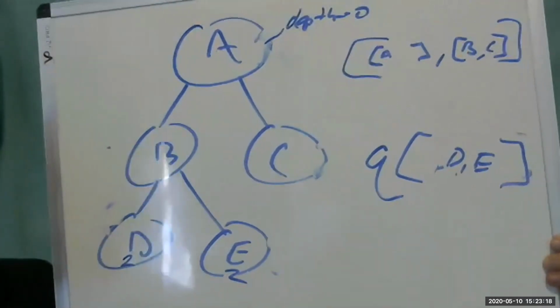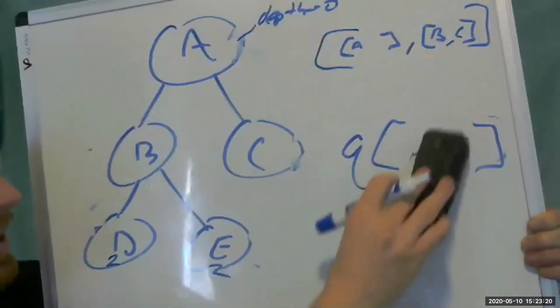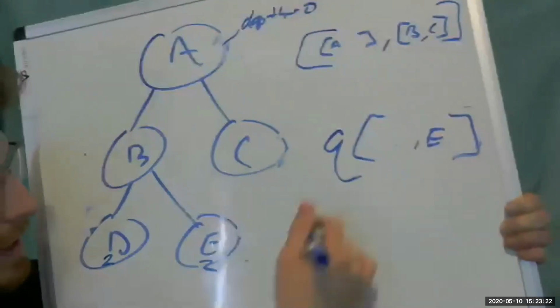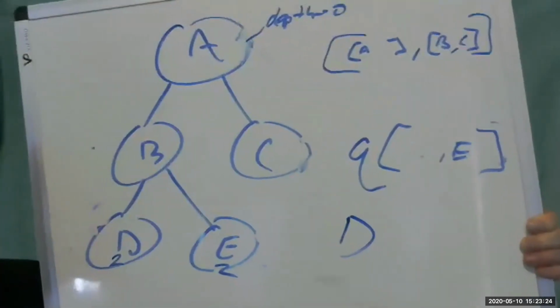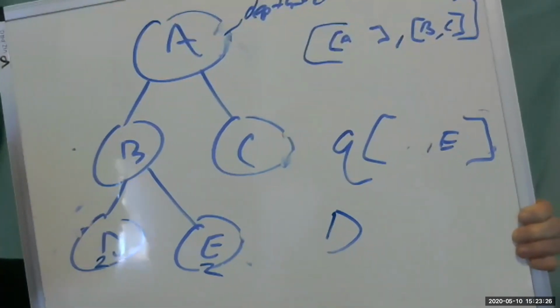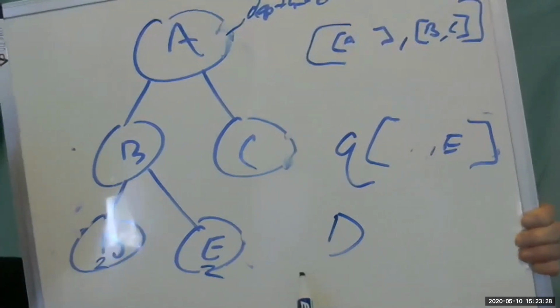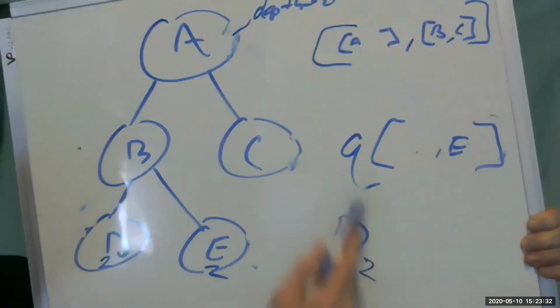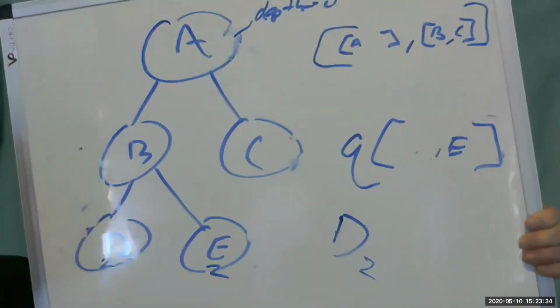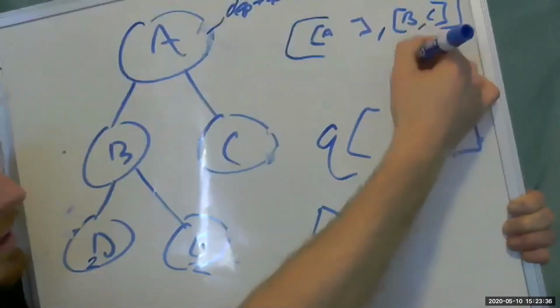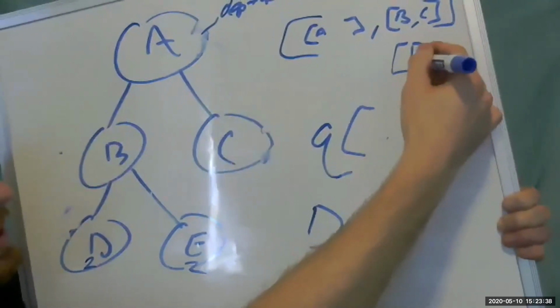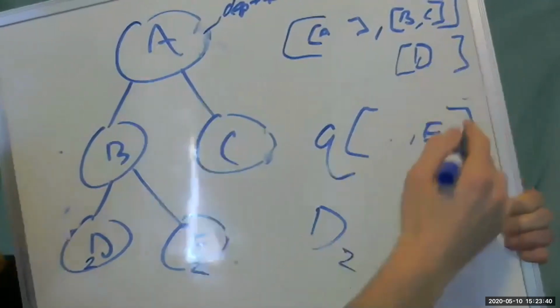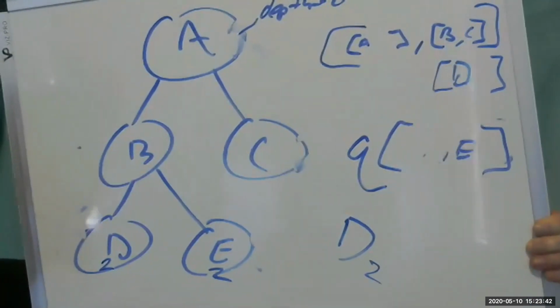I'm going to take my D out. So I dequeue my D. Time to process my D. I'm going to add its depth plus 1 to its children. Doesn't have any children, so no big deal. I'm going to check if depth 2, which is its depth, is in there. It's not, so I'm going to go ahead and add that into our array at the second index.